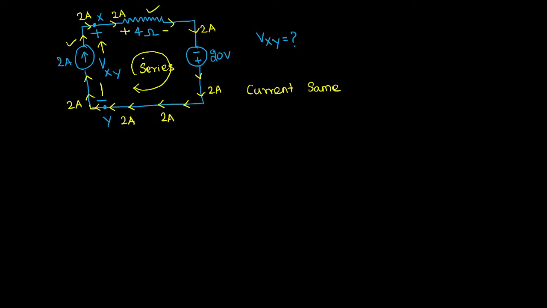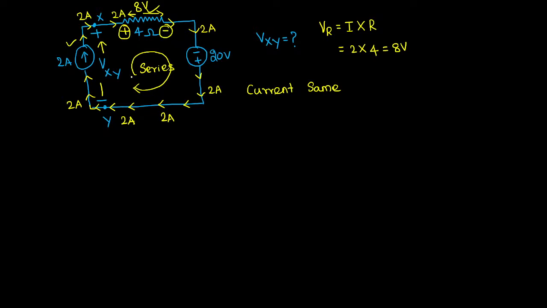Now tell me, what is the voltage drop across the resistor? If we want the voltage drop across the resistor, what we need to do? According to Ohm's law, the voltage drop across the resistor can be written as the current flowing through the resistor times the value of the resistance. How much current is flowing? 2 ampere. What is the value of resistance? 4. What is the total voltage drop? 8 volts. So we found the voltage drop across the resistor with its corresponding polarity.